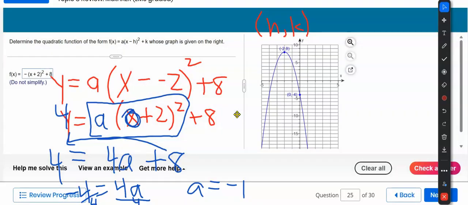Incorrect. What did I type wrong? Determine the quadratic function of the graph of the form. Wait, is there 1 in there? Hold on. 0 plus 2 is 2. 2 squared is 4. 4a plus 8. Subtract 8. I get -4. Divide by 4, I get -1.